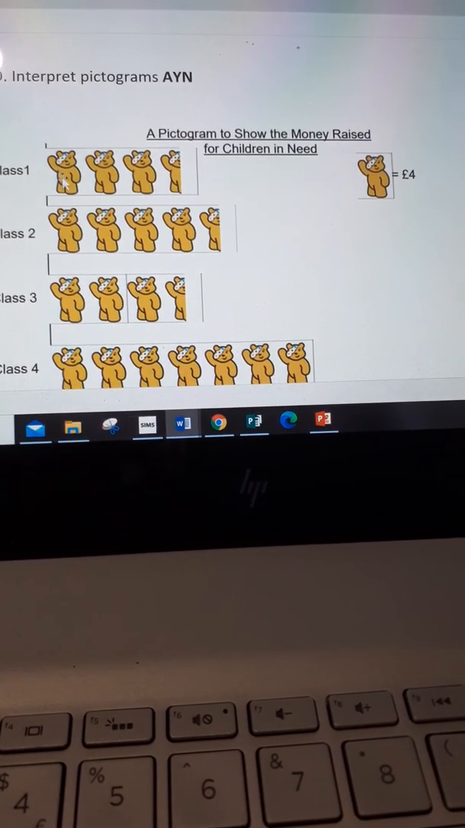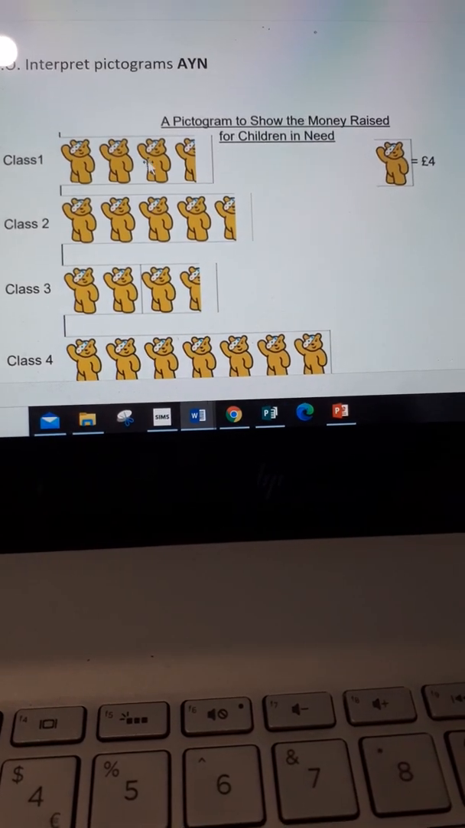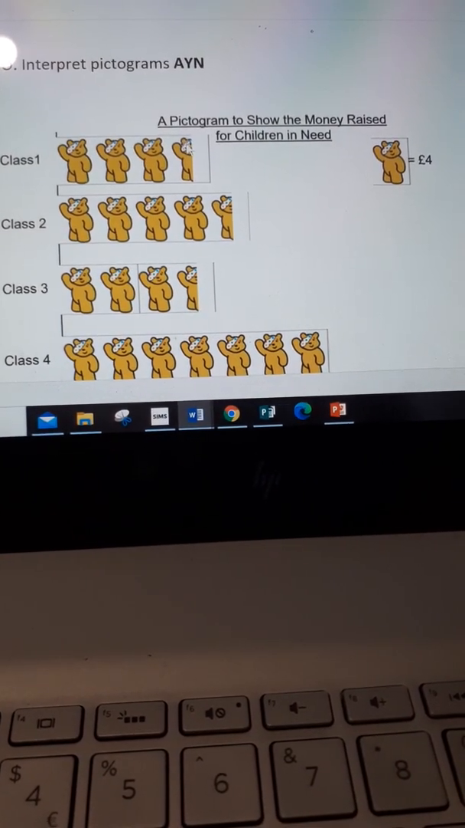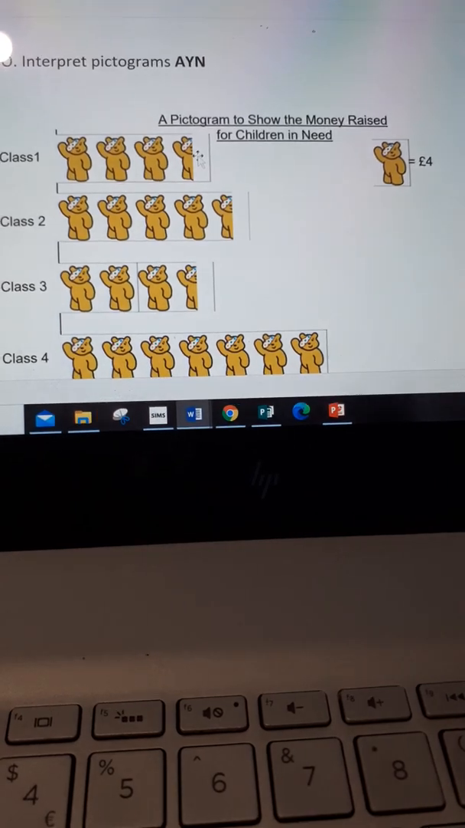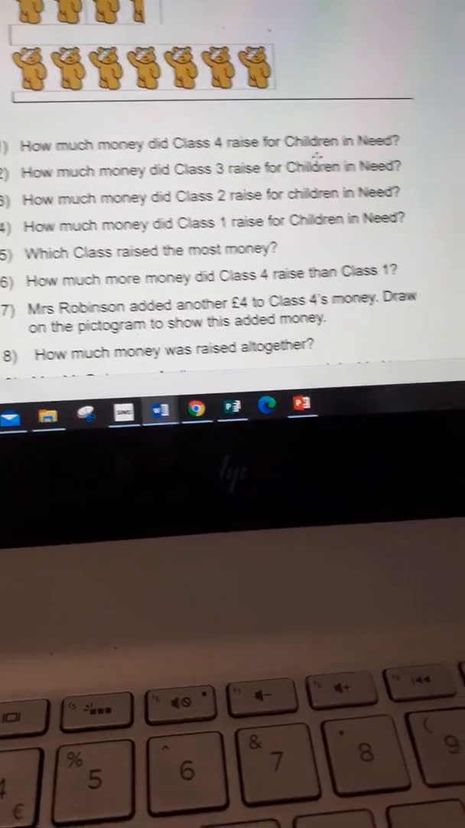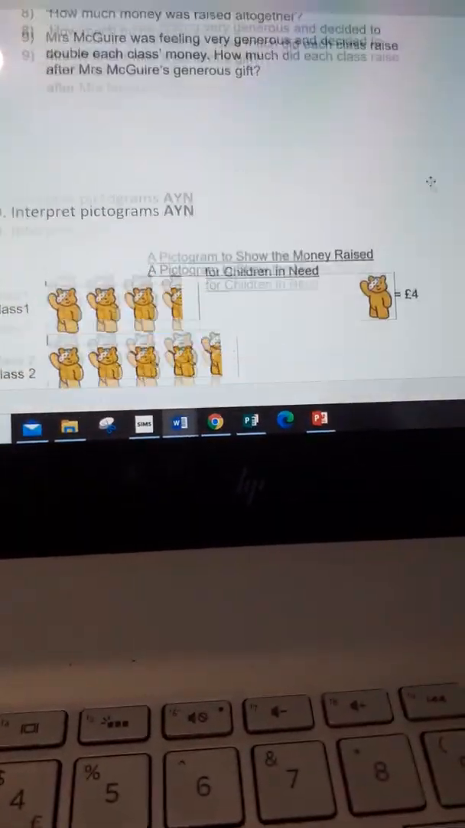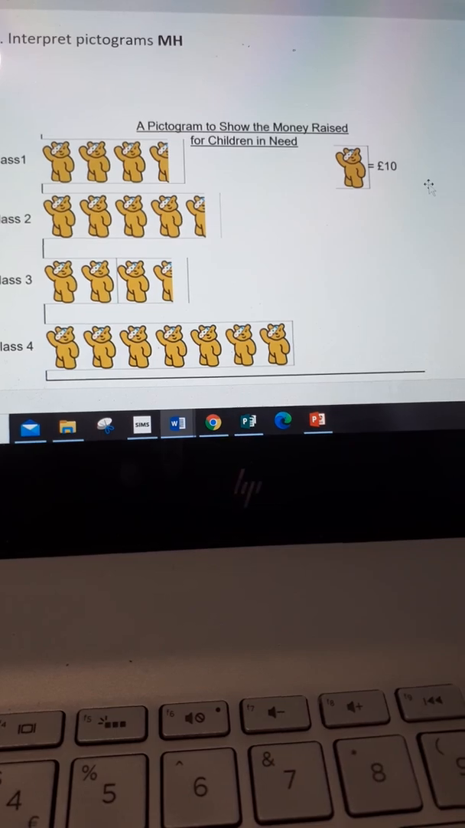And if you're feeling really ready for a big old challenge, each of these symbols is worth 4 now. So for class 1, you have to go 4, 8, 12, and half a Pudsey, which is going to be 4. Add it on, it's 14. There are questions about it, so good luck. Answer the questions in your books, on a piece of paper, I don't mind. You don't have to print this out at all. And just to reiterate, this is very much an optional lesson.